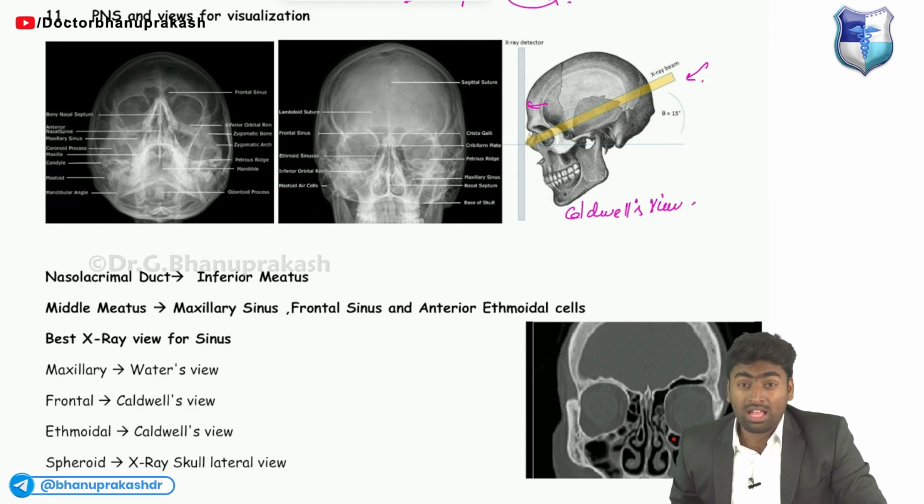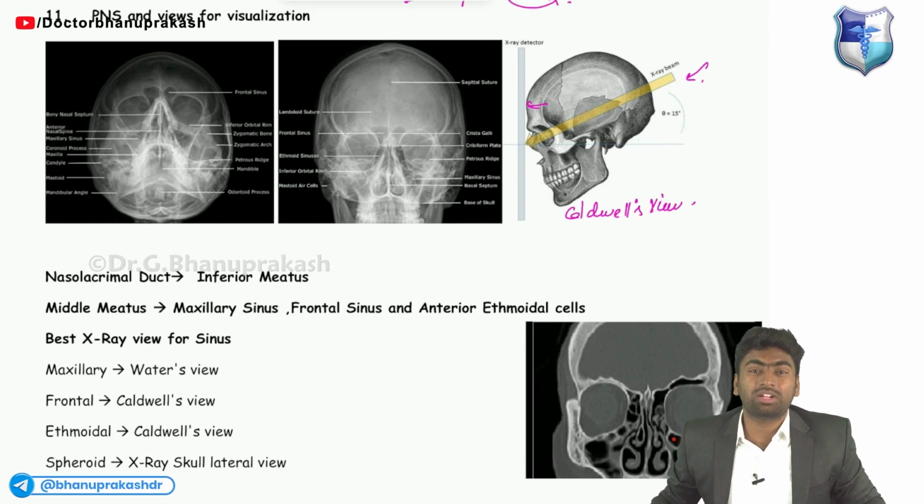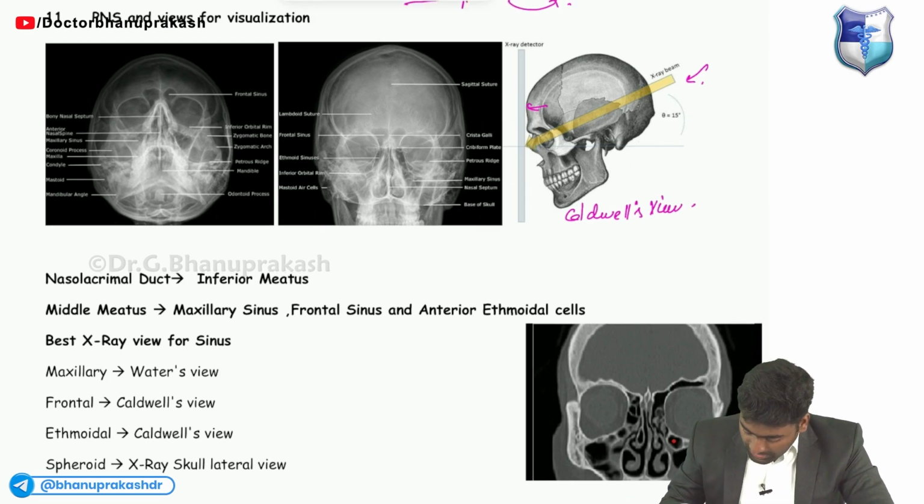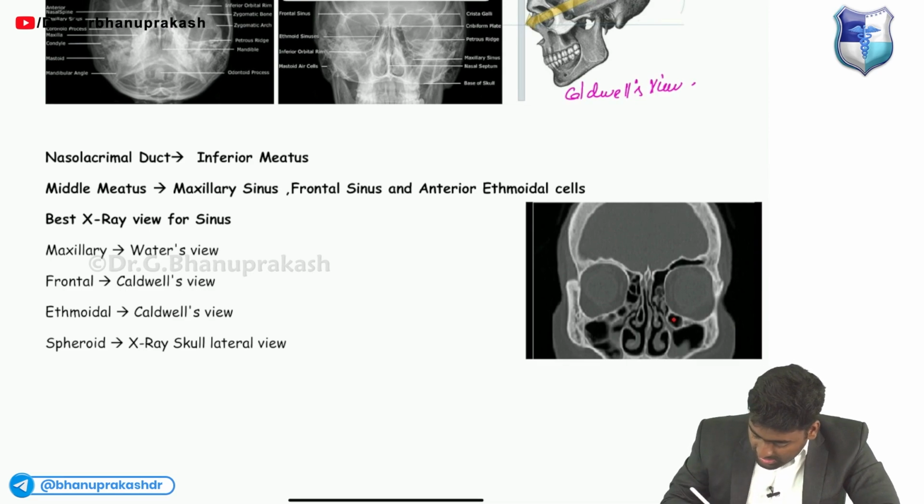which is used to see the maxillary sinus. Whereas we have one more view which is similar to this Waters view, but instead of closing the mouth, we'll keep it open. It is known as Pierce view. Okay, we will keep it open. It is known as Pierce view.